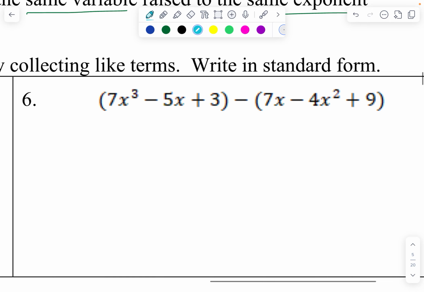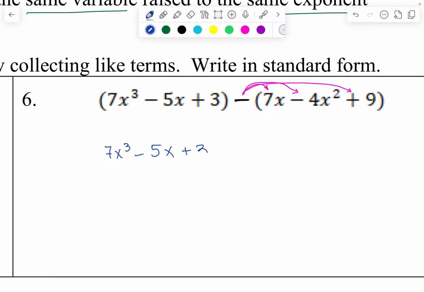Here we go. We're going to collect like terms and write it in standard form. This case is a subtraction, so we're going to rewrite our entire expression without parentheses, but this time we're going to make sure we distribute this subtraction to each term in the parentheses into the polynomial after it. So here we go. Bring down your 7x cubed minus 5x plus 3. Distribute, you get a negative 7x, positive 4x squared, minus 9.